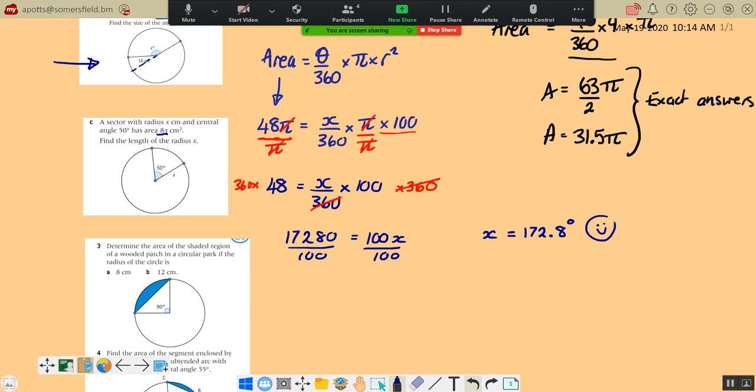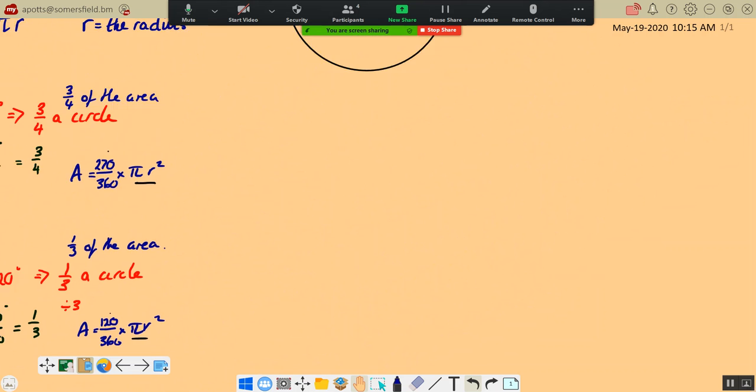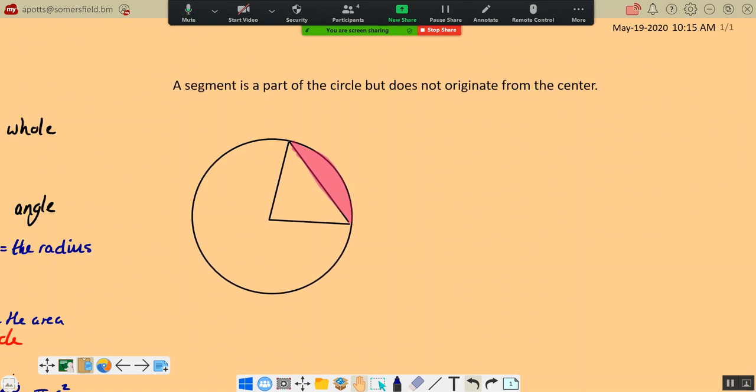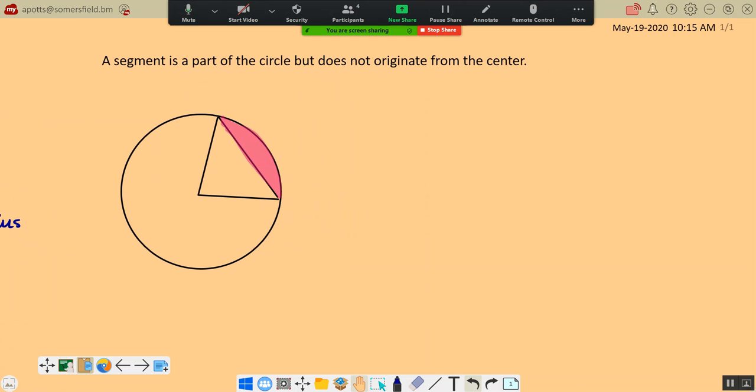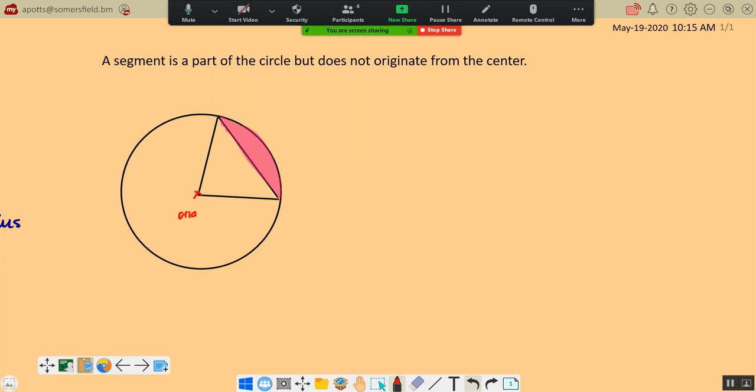No? Okay, good. Right, we're not going to have too much longer on the next stage, but let's talk about this. A segment of a circle is part of the circle but does not originate from the center. So remember this is the center, that's the origin. A segment is when we cut a bit off. So it's like having the sector but chopping the end off. We would still have certain things, like this is the angle.